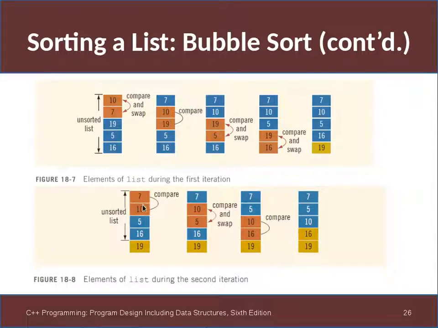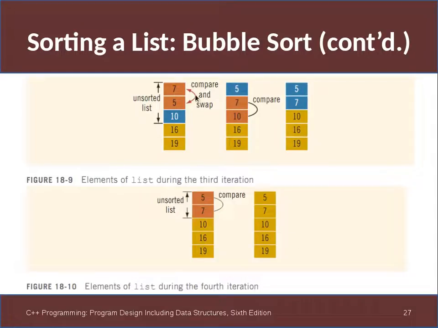So we compare again 7 and 10. No need to change. Compare 10 and 5. We do need to change because 10 is bigger than 5. It gets swapped. Notice last time the 10 stayed where it was. Then you compare 10 and 16. Nothing needs to swap. So now the second largest number has bubbled up to the top. What do you think happens next? We do it again. Compare 7 and 5. 7's bigger, so we swap it. Compare 7 and 10. 10's still bigger, so we don't swap it. Now the third number has bubbled up to the top. And then finally we compare the last two. They're okay, and now we've sorted the list.